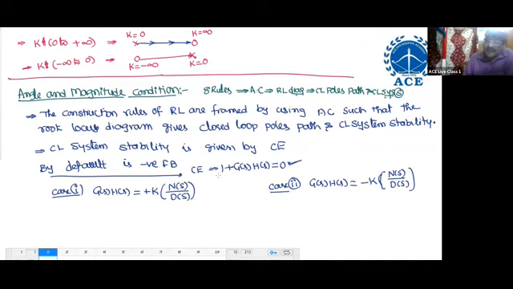Now I'll write the characteristic equation. If you write the characteristic equation, 1 plus K N of s by D of s equal to 0.